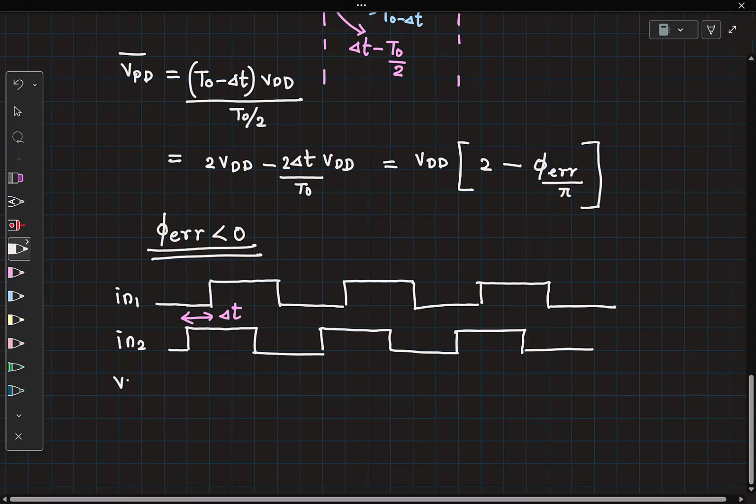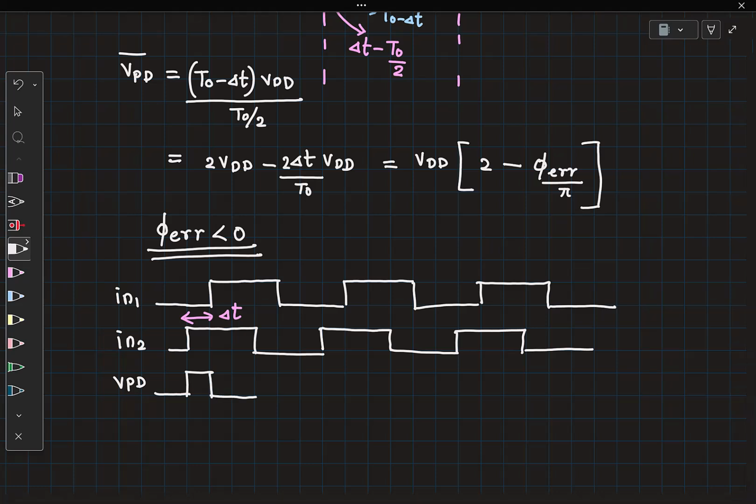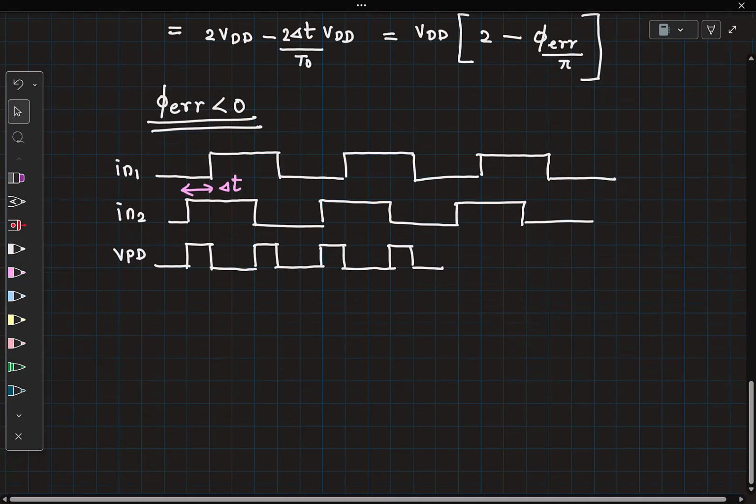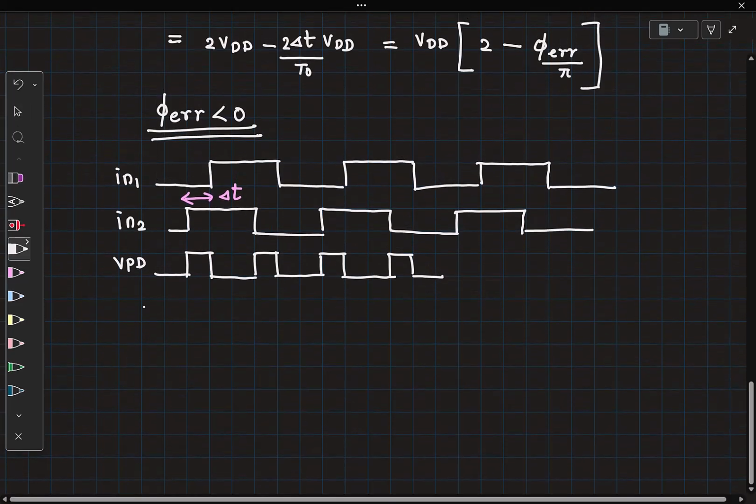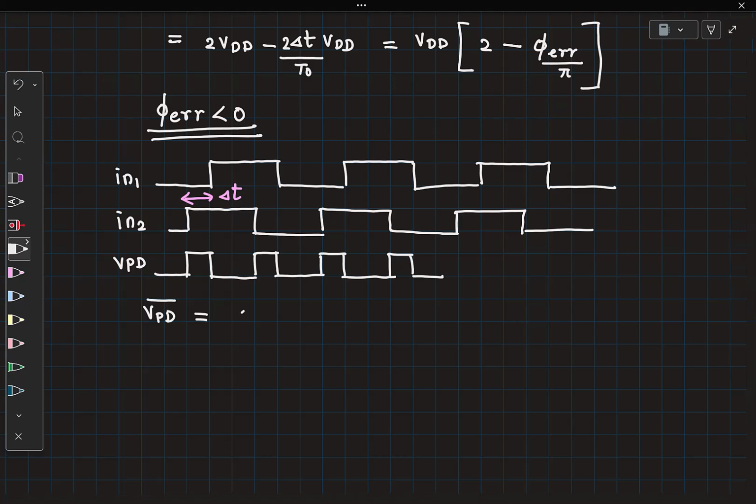Alright, so your VPD will look like this, etc. And the VPD average, how much do you get? Just delta t into VDD by t naught by 2. So you still have the expression VDD by pi into phase error. Right? Is this expression right?